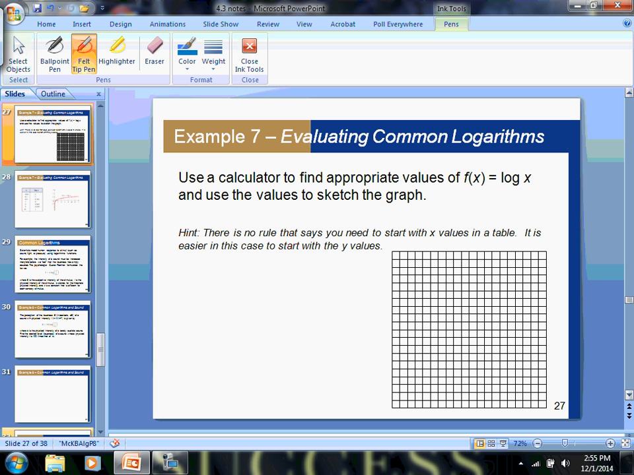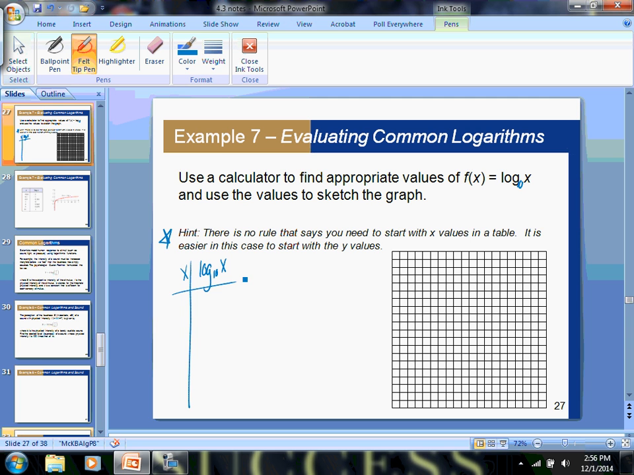Okay, so let's look at this example here where they want us to graph log of x. And again, this is log base 10 of x. It's our common log. Now, like we saw in the previous day's notes in 4.3 day 1, we're not going to necessarily start with the x values in our table of values. Now we could make a table of values where we find or pick some x values and plug them in.